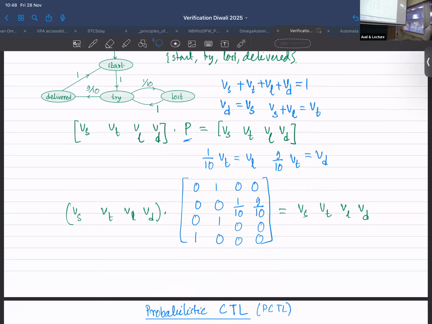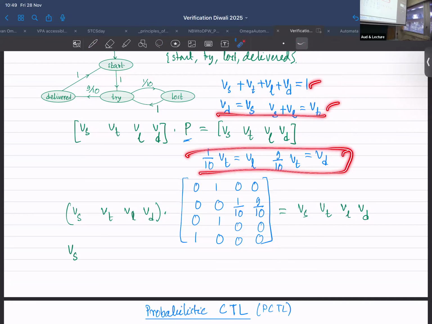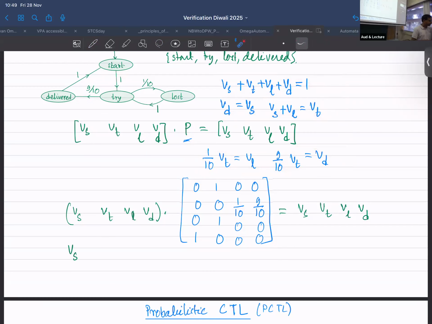And now if you solve them, you could have directly solved them using all these things we have, right? So what do you get for VS? Can you tell me? You don't even need to look at anything, you can just look at these things and tell me what you get for VS. Right? So VS will give you what percentage of the time I am in the start state. That is VS. Similarly, I can talk about V try, I can talk about V now.